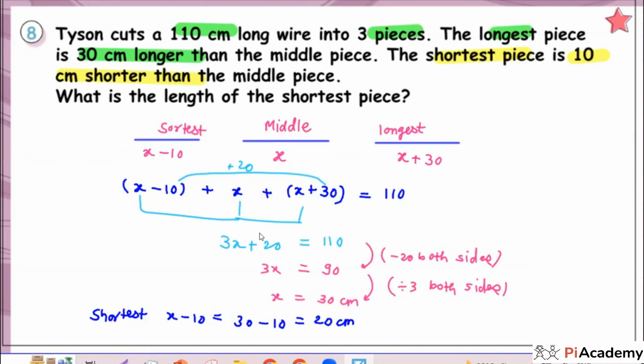Okay, and one more person. I'm not able to read your name, but tell me. Kaushal, what is your doubt? Why did you write the shortest as x minus 10 equals 30 minus 10 equals 20 centimeters?